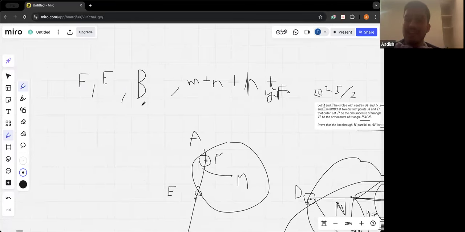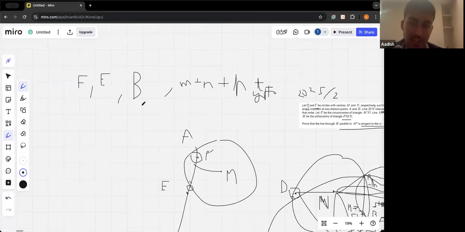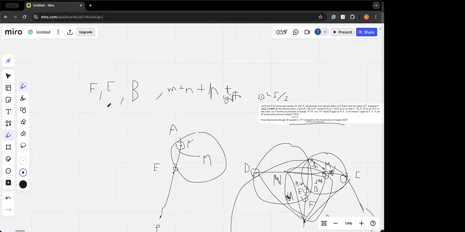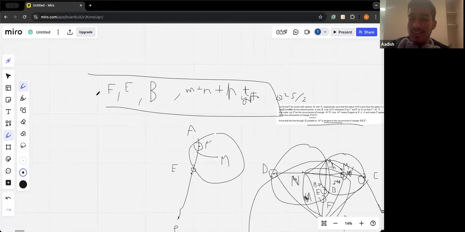So you set M plus N plus PT, B, E, and F, you set these 4 points as cyclic. You get a quadratic equation. You prove its discriminant is 0. And well, actually, what you end up doing, you just prove it's a perfect square. And you are done. Wow. This last part is not easy. This is very ugly.